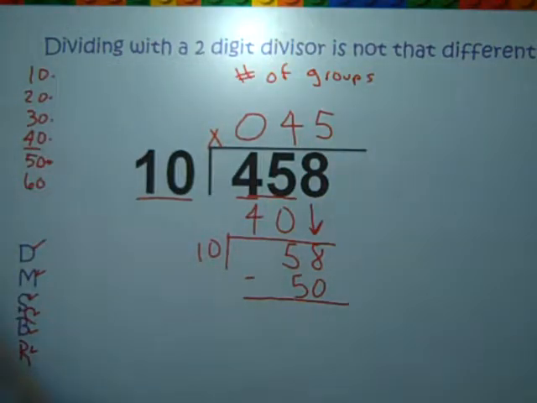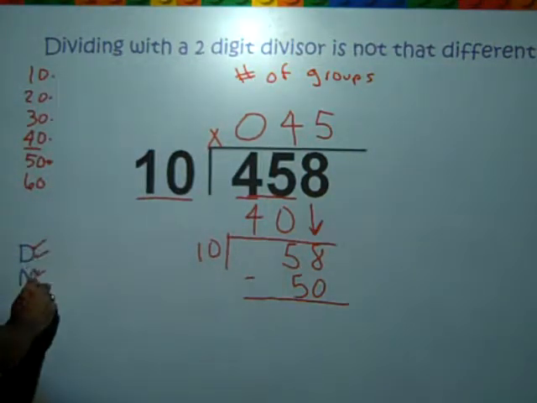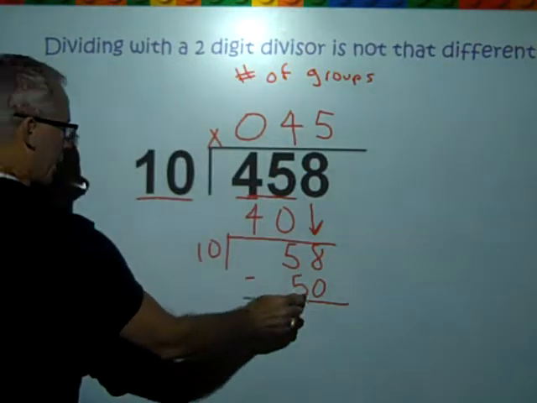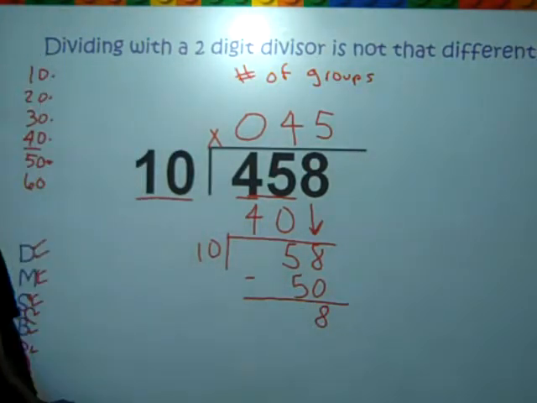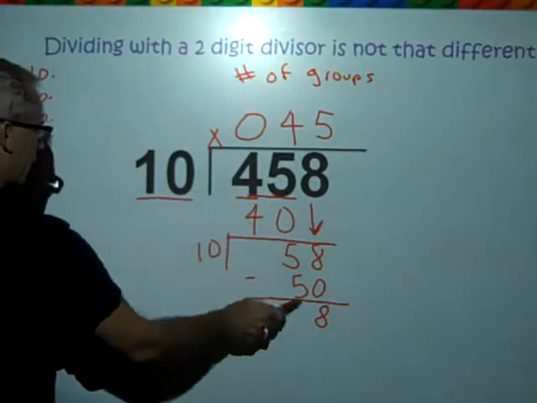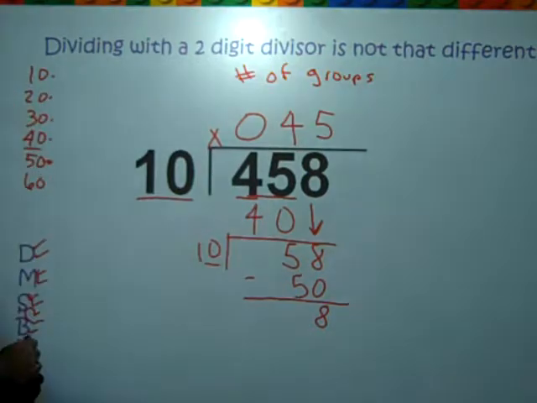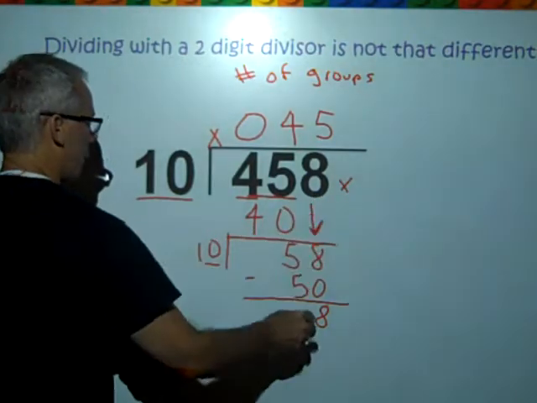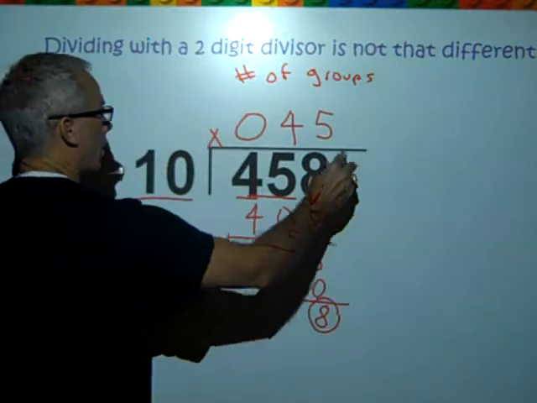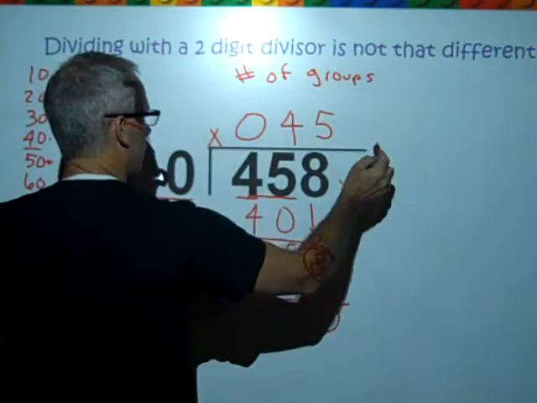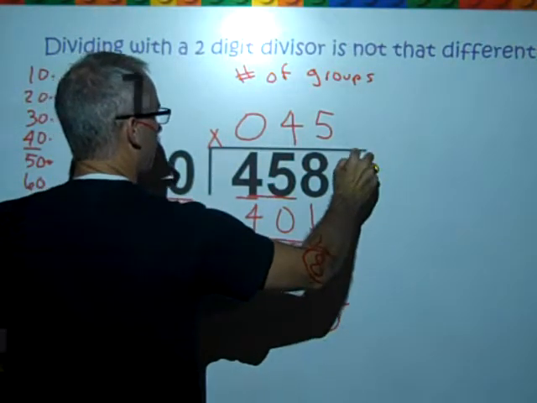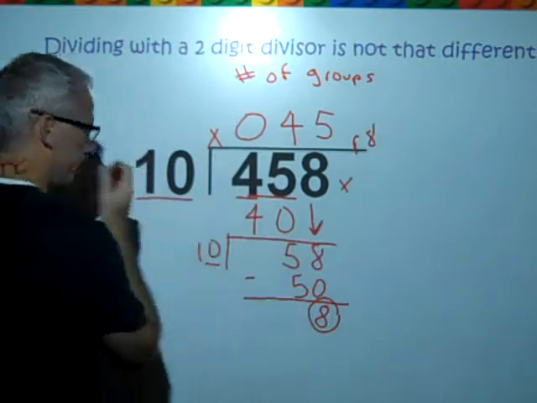I've divided, I've multiplied, now I subtract. 58 minus 50 gives me 8. I check, is my remainder less than my divisor? Absolutely. Bring down, there's nothing else to bring down, so that means I have a remainder. 45 with a remainder of 8.